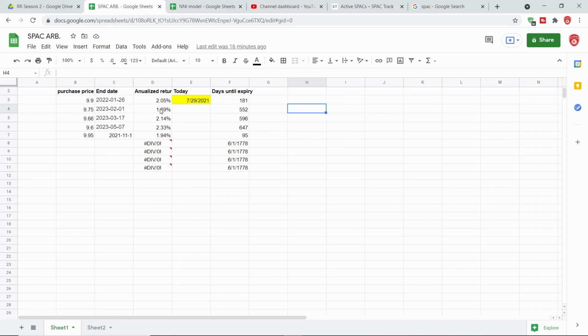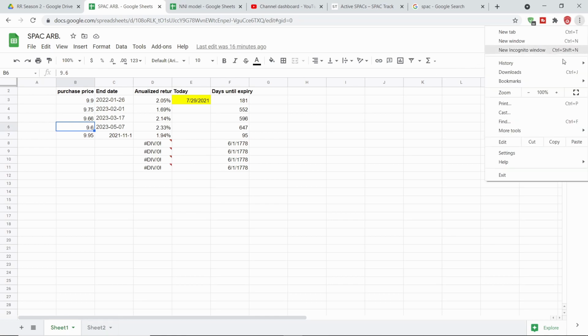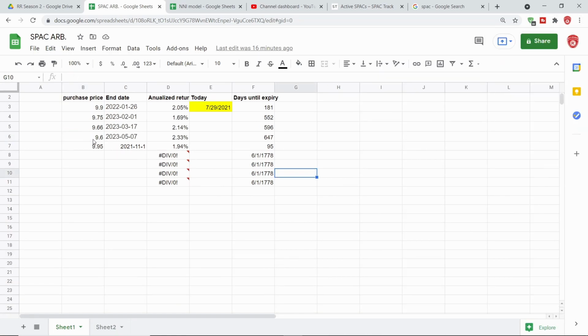So here's a very basic SPAC arbitrage modeling spreadsheet. You just put in your purchase price. Let's zoom in a little bit. You put in the end date for the SPAC, and then you put in the annualized return. This is assuming no return from the government bond that they will hold, which is about the case because we are in a pretty much zero interest rate world. For this one I already modeled out, it will return 2.33% over the SPAC's lifetime. That's pretty good for a government bond equivalent of less than 2 years.